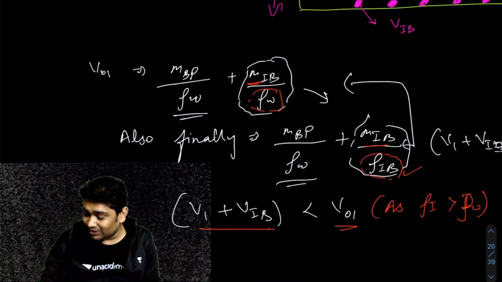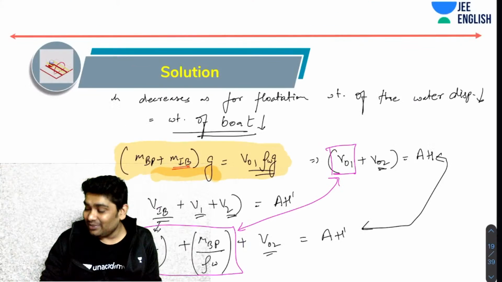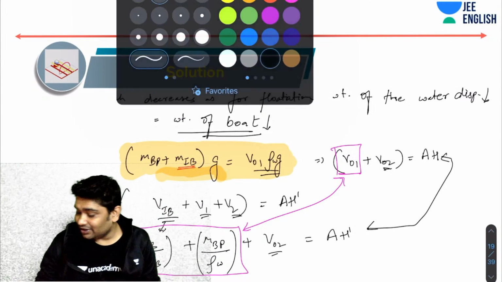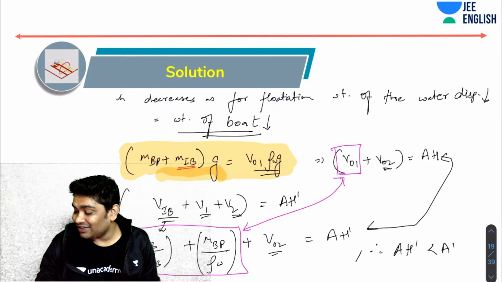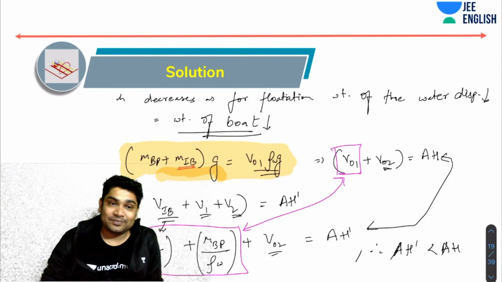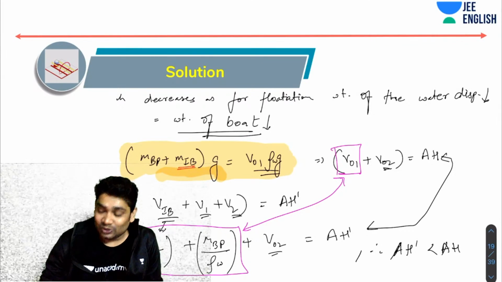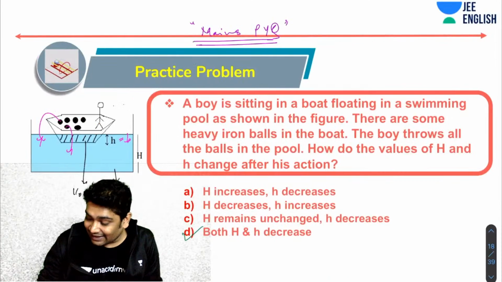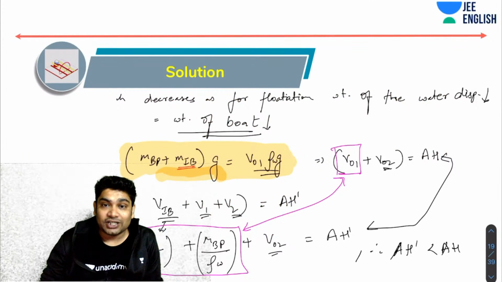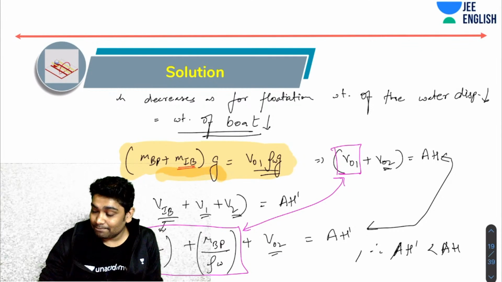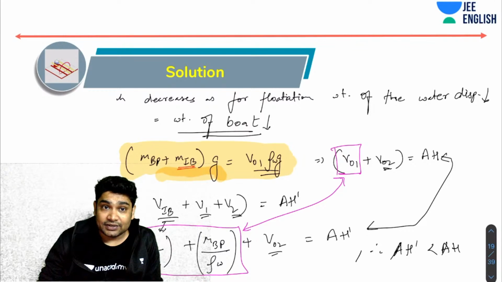Okay, now once I know this, I immediately know that therefore AH dash is less than AH, or I can say H dash is less than H. So H also decreases. So that is why this is the correct answer. Okay. I hope everybody followed the logic. Just try and follow the logic, okay? And if there is any confusion regarding this, you can let me know.